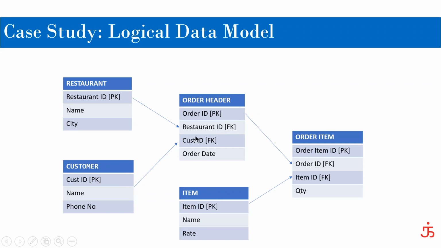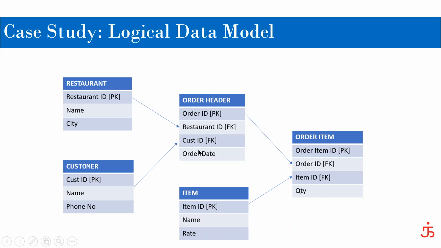So what are we going to enforce? An order item can be placed only for an item which is available in the menu card. So in the order item table, the order item can be created only for the valid items which are present in the item table. And an order item can be created only for a valid order.